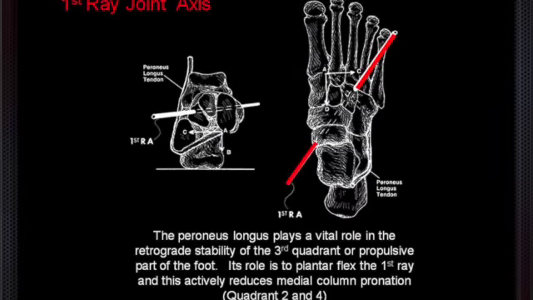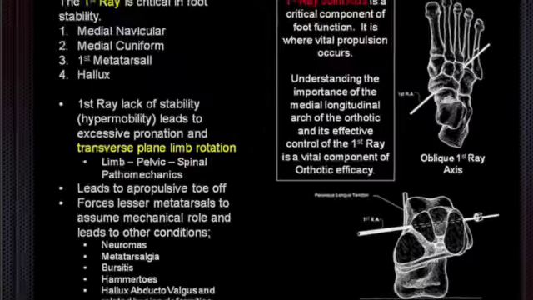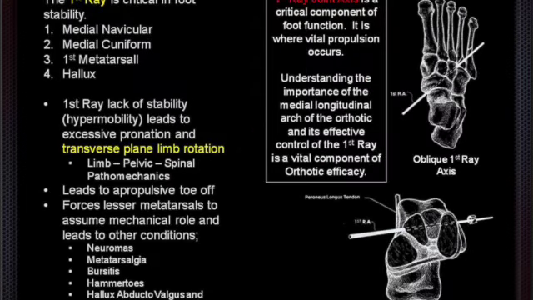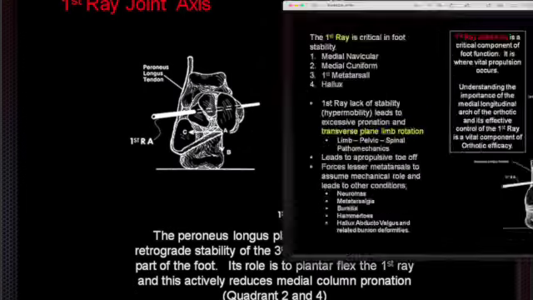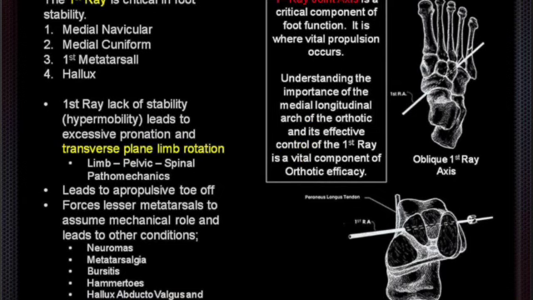This next area has to do with the transverse plane view of the oblique axis of the first ray. This is extremely important. This denotes mid-tarsal joint function as well as first ray function. And the first ray is vital in the development of propulsion in the propulsive phase of the gait cycle.